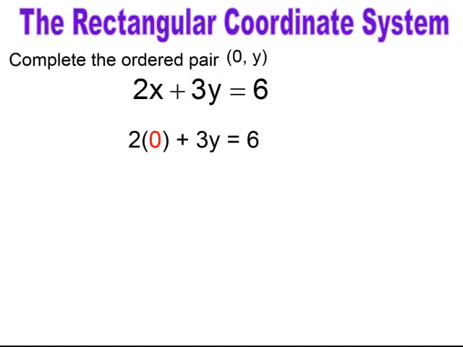Pause and try. So you're going to substitute the 0 in for x. 2 times 0 will go away. You're left with 3y equals 6. You divide through by 3 and you get y equals 2.